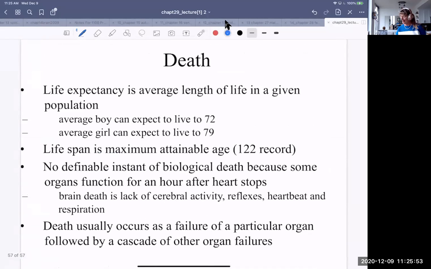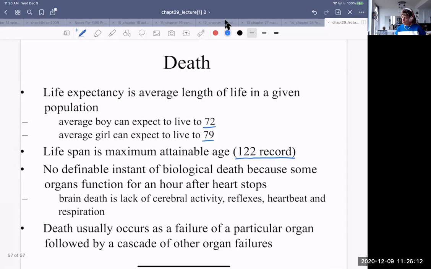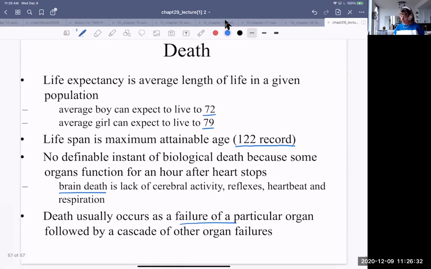So life expectancy is the average length of life in a given population. An average boy can expect to live to be about 72, an average girl to 79. Of course, that depends on where one lives in the world. The maximum attainable age, I think, is 122. I'm not sure, it might be older than that now. There's no definable instant of biological death. Some organs function for an hour or so after the heart stops. But brain death is the lack of cerebral activity. So death usually occurs as a failure of a particular organ, and then it's followed by a cascade of other organ failures.